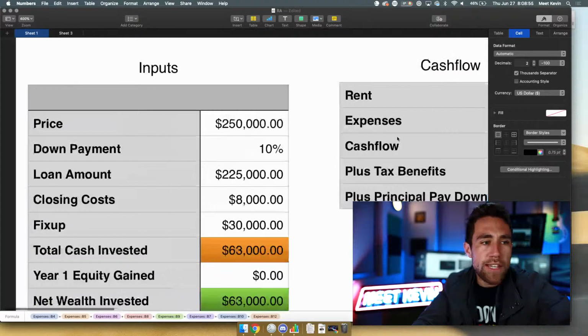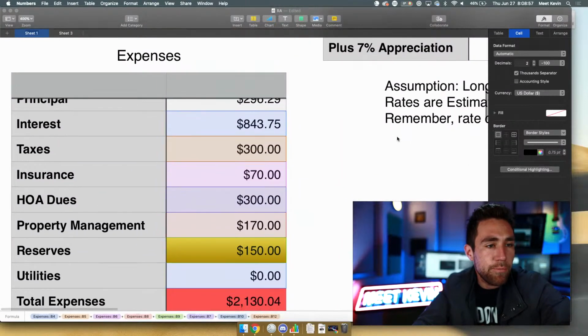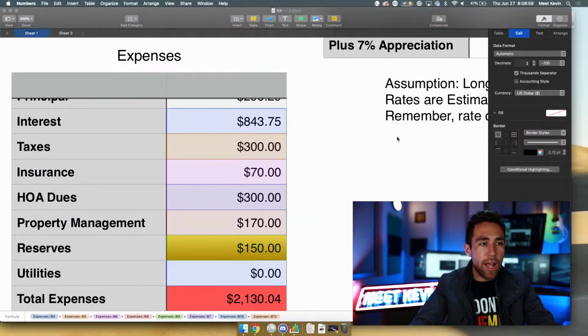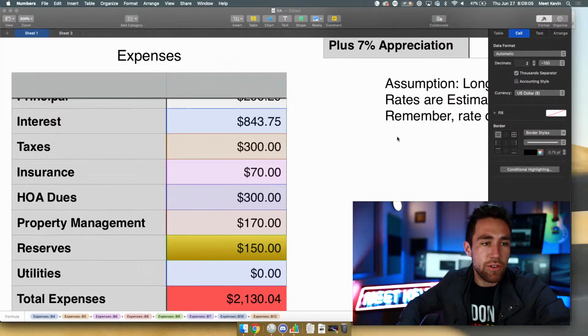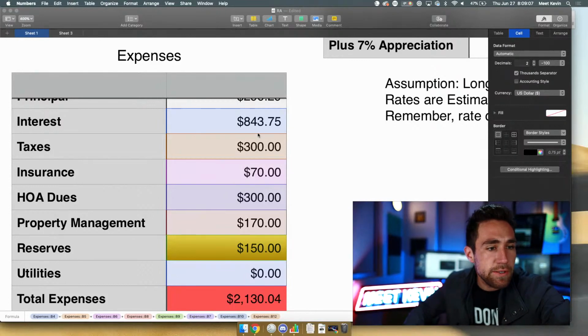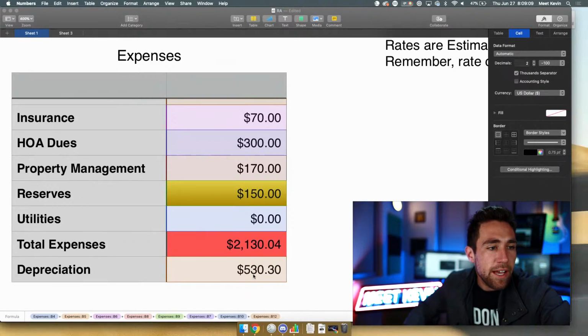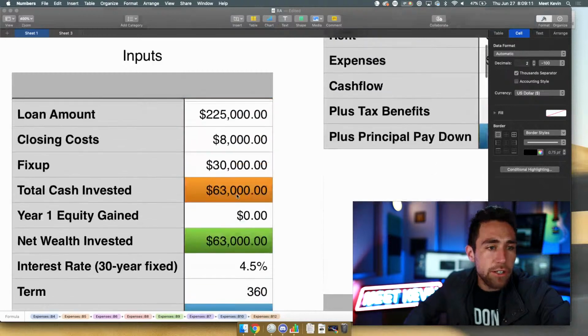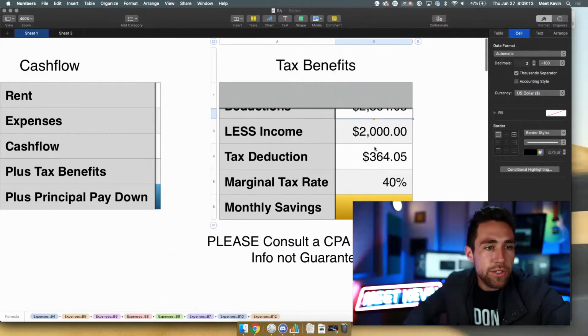So let me just highlight what those deductions are. This is when you go to rent out the property. It's going to be different when you live there. When you rent out the property, you get to write off TIMR, right? Taxes, insurance, maintenance, management, utilities, reserves, plus depreciation and interest. So you can see we've got all of those expenses highlighted here, and that all totals up to $2,364 in deductions.